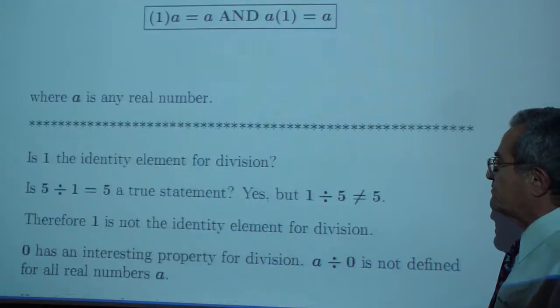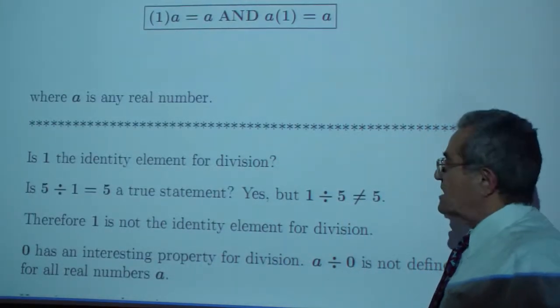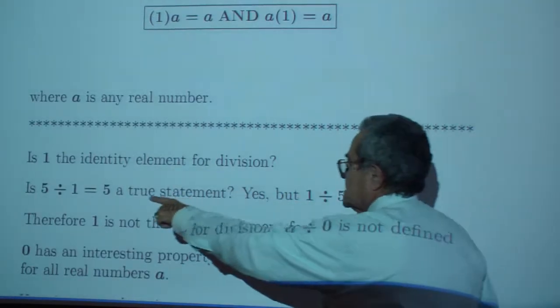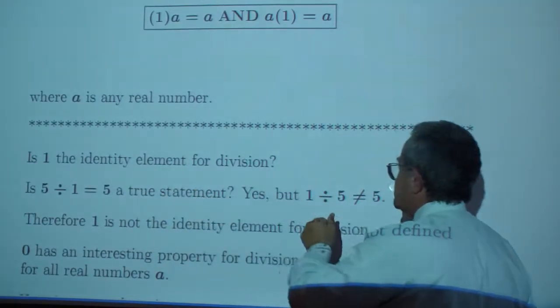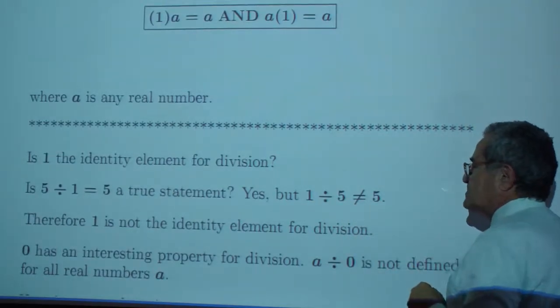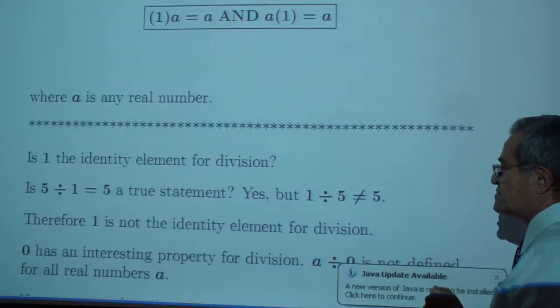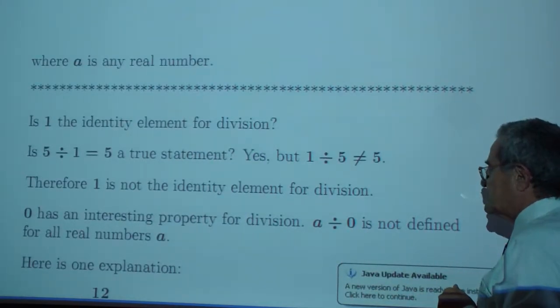real number. Is 1 the identity element for division? Is 5 divided by 1 equal to 5 a true statement? Yes. But when we commute, 1 divided by 5 is not equal to 5. Therefore, 1 is not the identity element for division. 0 has an interesting property for division.